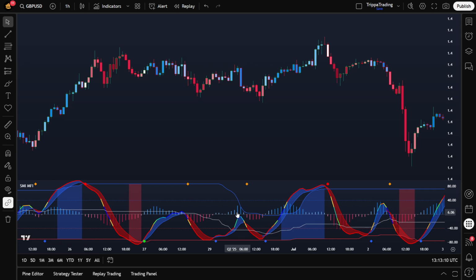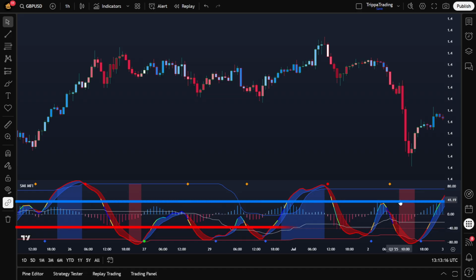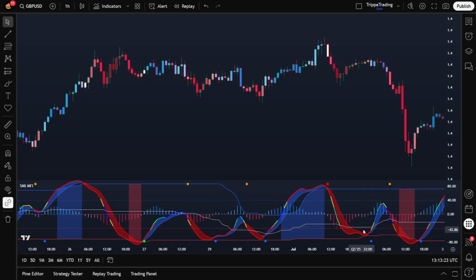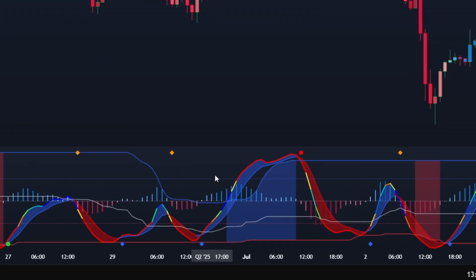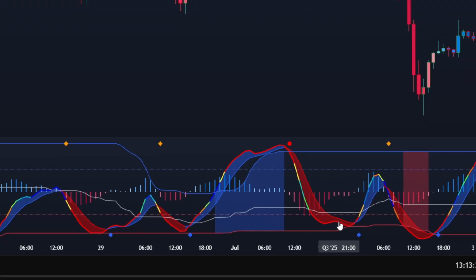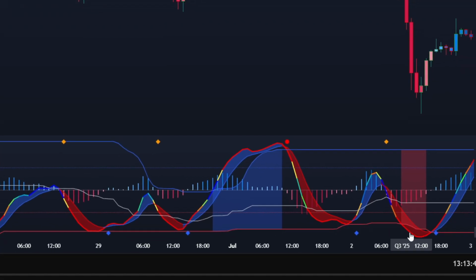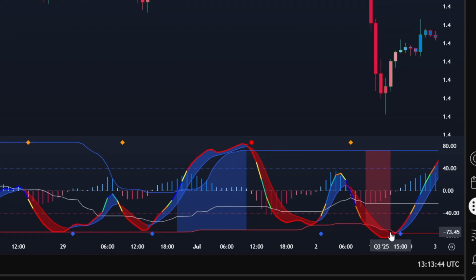Now let's talk signal levels. If you're familiar with the standard stochastic momentum index, you know that plus 40 and minus 40 are key thresholds. This indicator keeps those levels in place using dashed lines. But it doesn't stop there. It adds dynamic bands that adjust to market conditions. You'll see these blue and red bands hovering around the plus 40 and minus 40 zones. When the SMI MFI line crosses above the top blue band, that's considered overbought, and a move back below it is a potential sell signal. When it crosses below the red dynamic band, that's oversold, and a bounce back above becomes a possible buy signal.